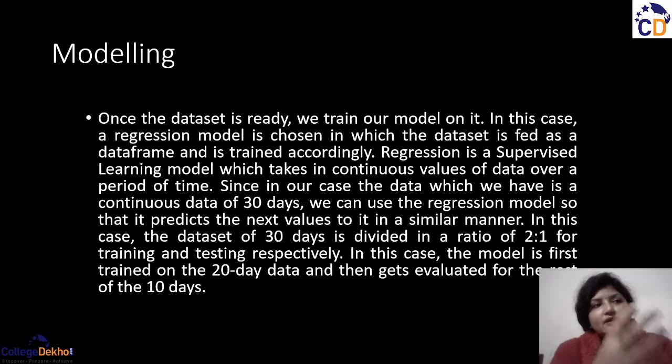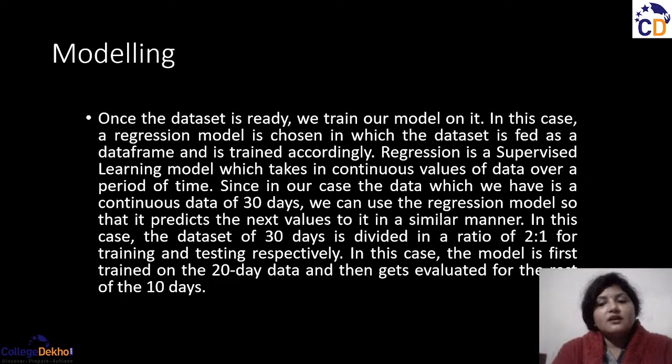the last 30 days of data set, because you need to train the model with some data, because AI systems are basically working on data sets. They have the data, they identify the patterns in the data, only then they are going to work, right? Since we are using the regression model, it predicts the next values in a similar manner.